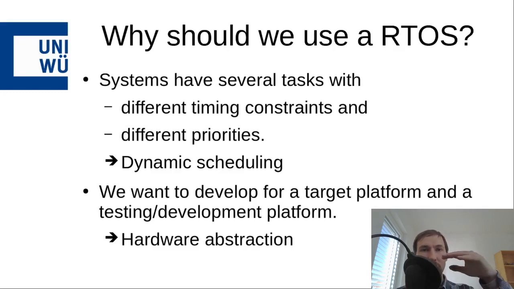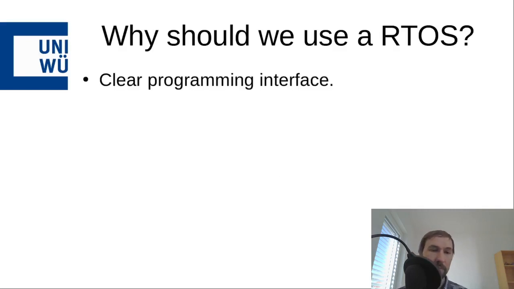So it defines some hardware abstraction layer against which you program your software. So there is an API that is common for all platforms. You program against this API, and the hardware abstraction layer takes care of translating the API calls to the appropriate hardware instructions. This is the clear programming interface.